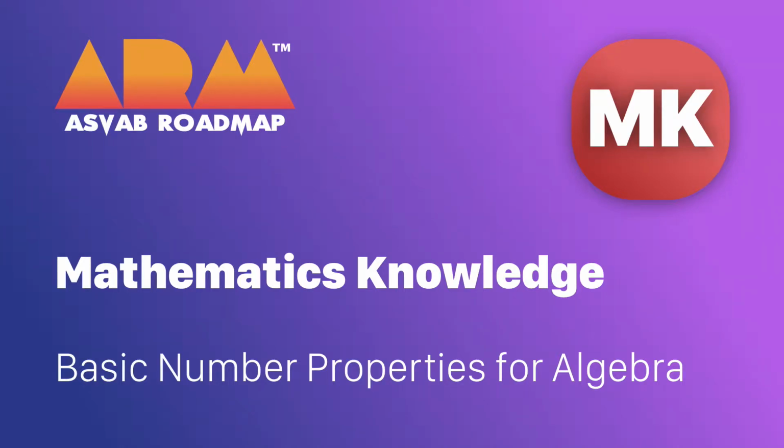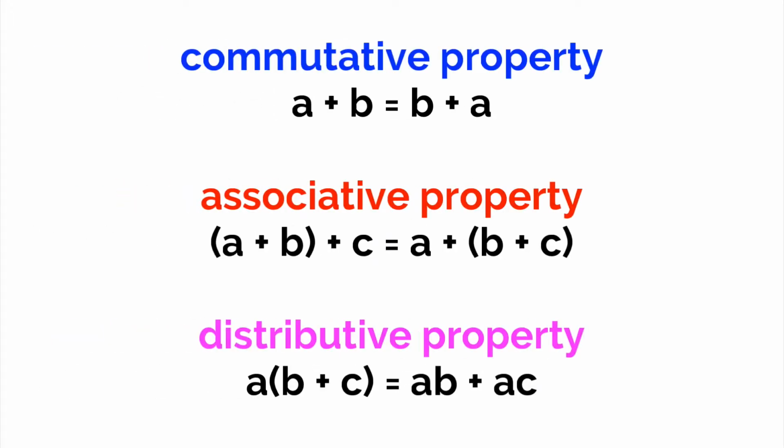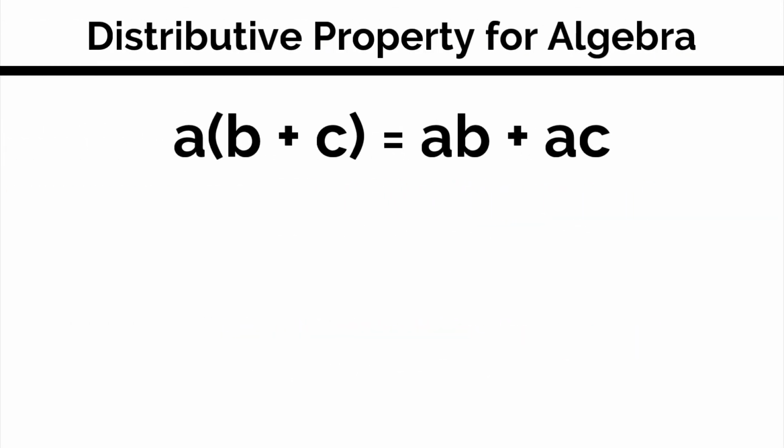Today, we're going to talk about the basic number properties for algebra. So let's get right into it. Remember when we learned a few different mathematic properties and how they pertain to numbers? Let's learn how they will be important in algebra when manipulating variables. The most important of these properties will be the distributive property. This tells us how a number can be distributed across a parenthetical sum or difference.